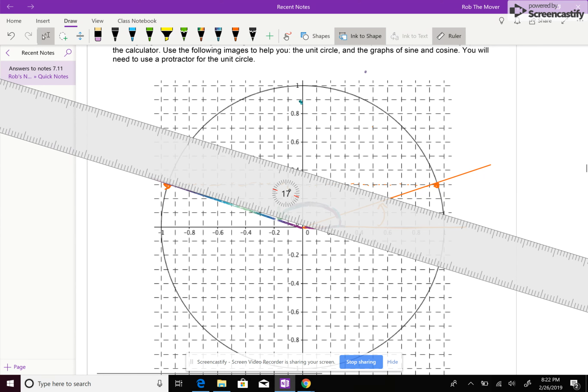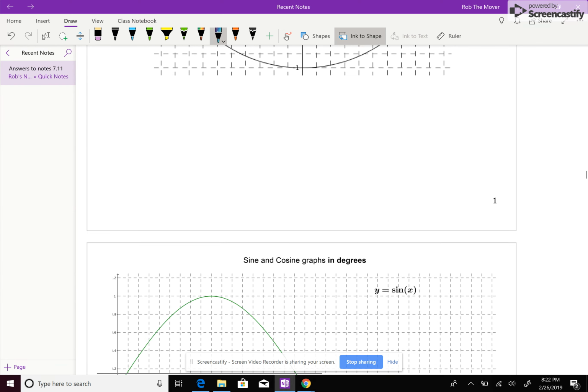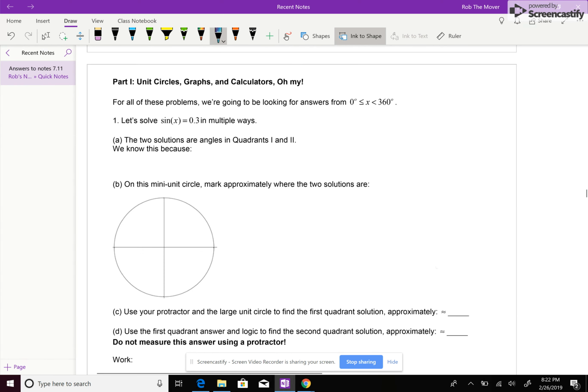So we're going to hide this ruler. We've got 18 degrees, and we've got 180 minus 18, which is going to be 162. Those two angles have a sine of 0.3. So let's go over here. Two solutions of the quadrants and the angles.